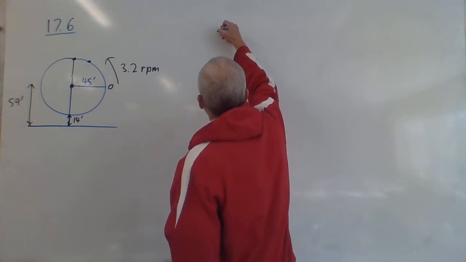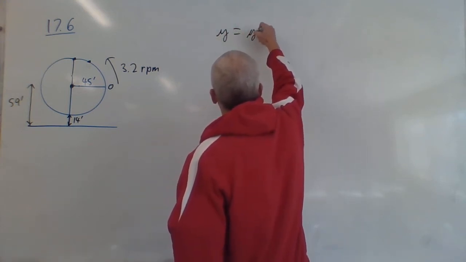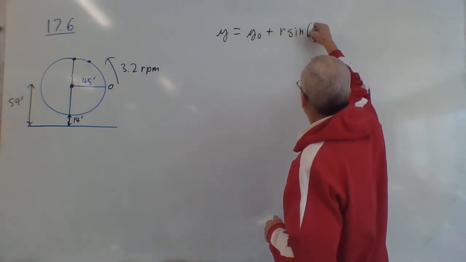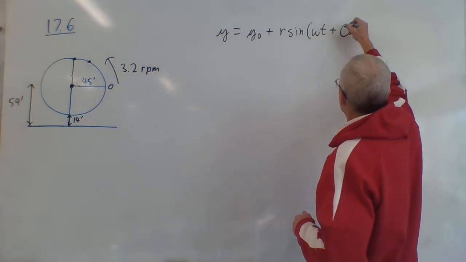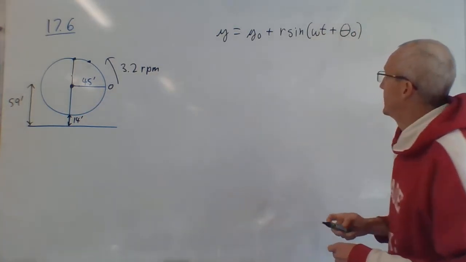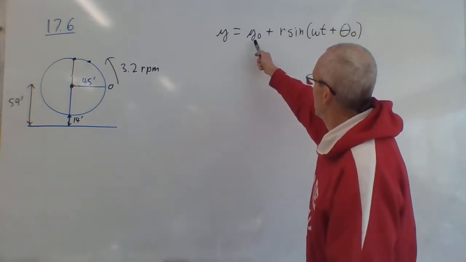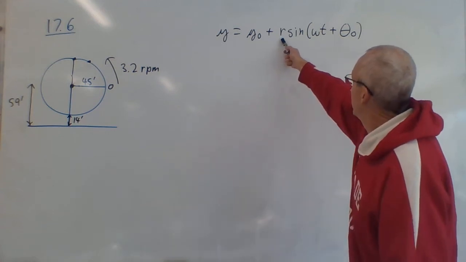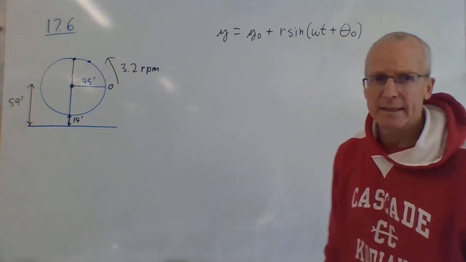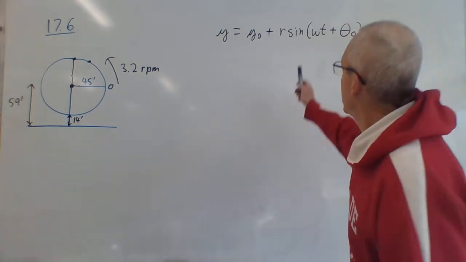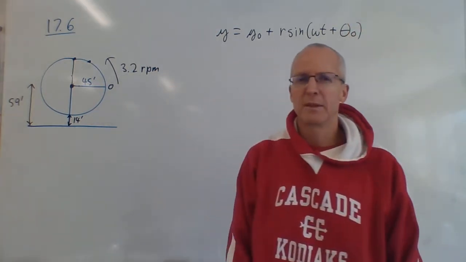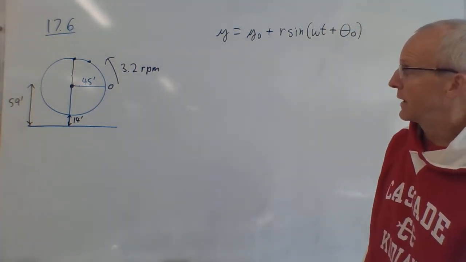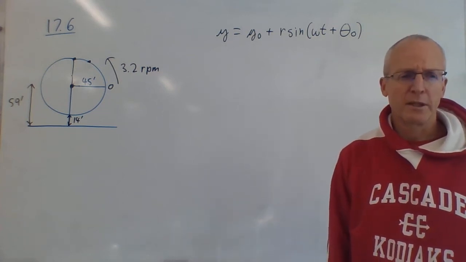So basically the Y position is Y equals Y0 plus R sine omega t plus her starting angle. Height is sine. We know Y0, the center of the circle, which is 59. We know the radius is 45. We know the time is 9 minutes. We can figure out omega because it's 3.2 RPM, so we have to change that to radians. And we need to know her starting angle, and that's going to be the tricky part. Where does she start? That's going to be the hard one.